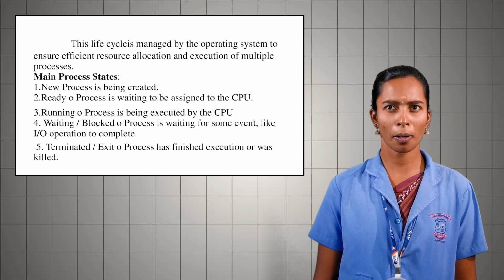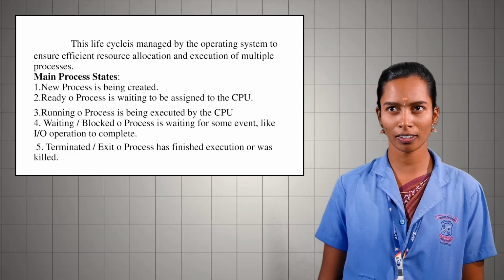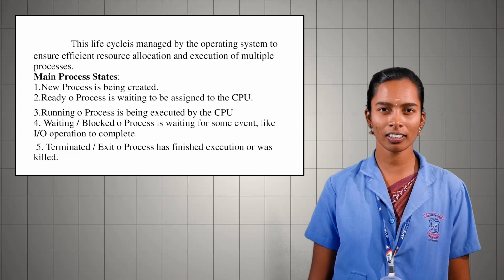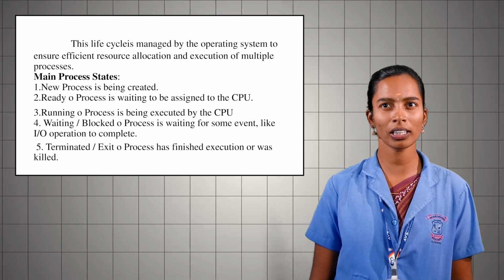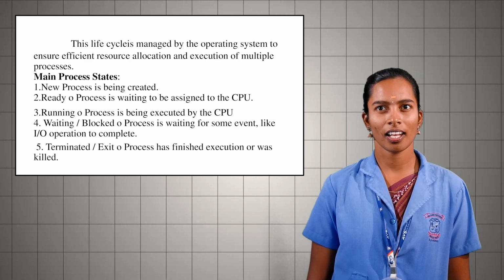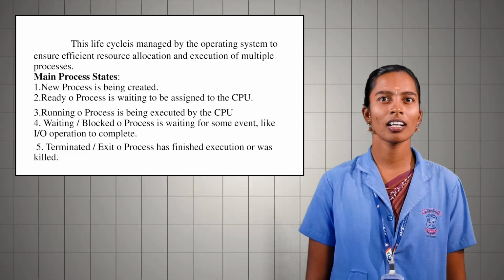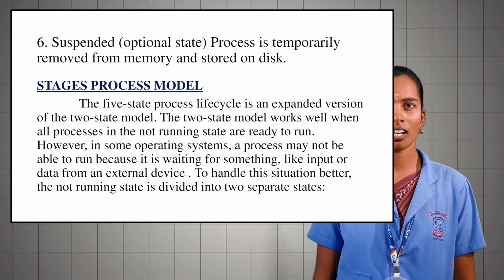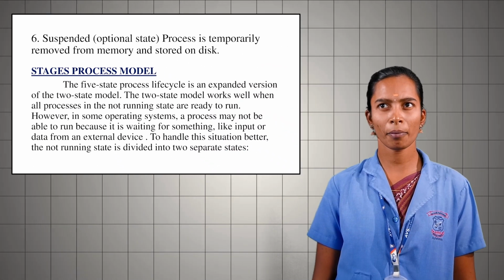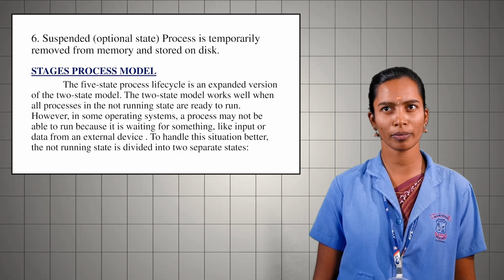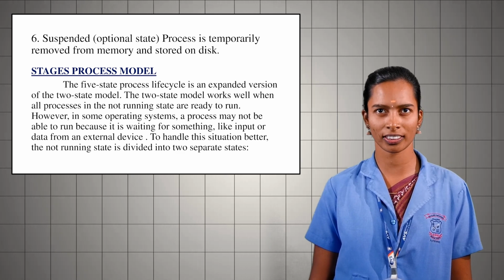Fourth one, waiting. A blocked process here is waiting for some event, like input output operations, to be completed. Terminate: exit. The process has finished execution or has been killed. Next, sixth one, suspended and operational state. The process is temporarily removed from memory and stored on disk.